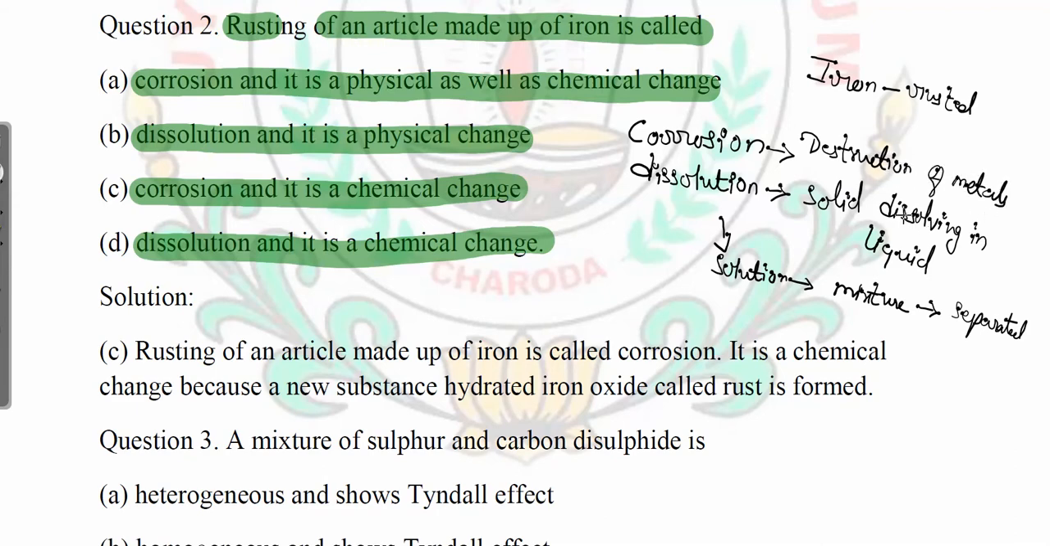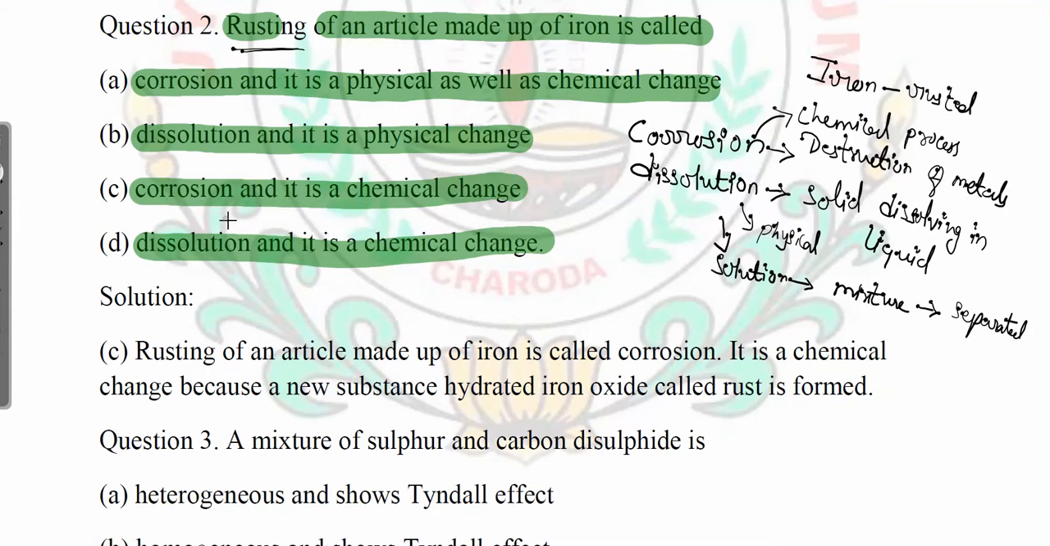And how are metals destroyed here? They are generally destroyed by a chemical process. It is a chemical process, or you can say an irreversible process. While in the case of dissolution, it is a reversible or physical process. So if I am considering rusting, then the correct answer will be corrosion. It is a chemical change.